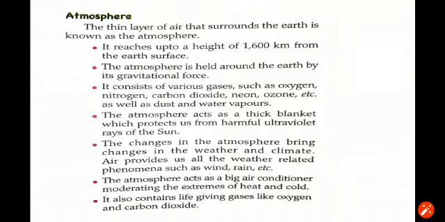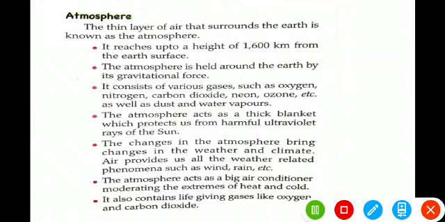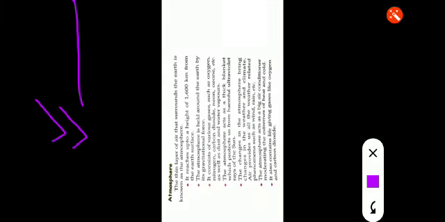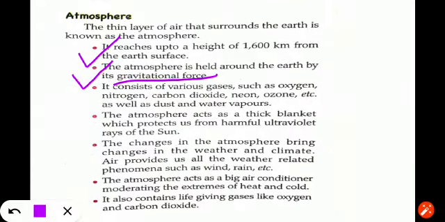Atmosphere. What are the major domains of the atmosphere? Firstly, it reaches up to a height of 1600 km from the Earth's surface. Secondly, the atmosphere is held around the Earth by its gravitational force. It consists of various gases such as oxygen, nitrogen, neon, ozone, etc., as well as dust and water vapors.